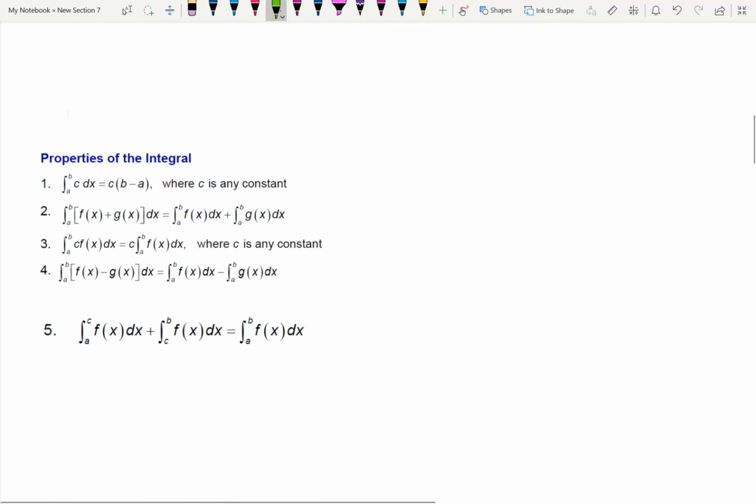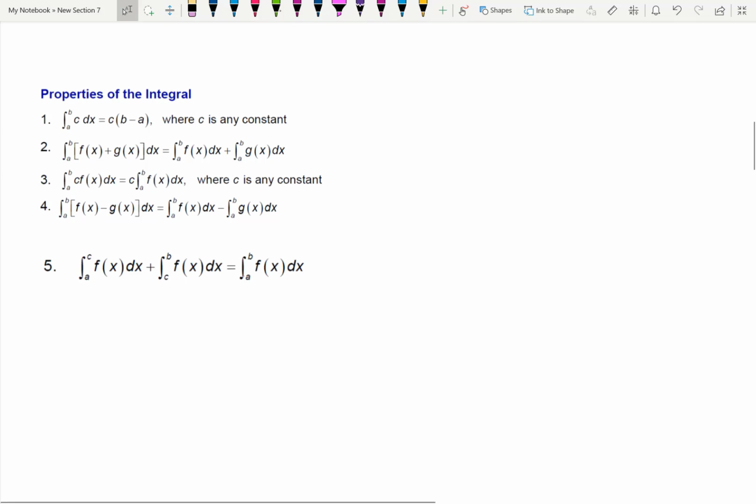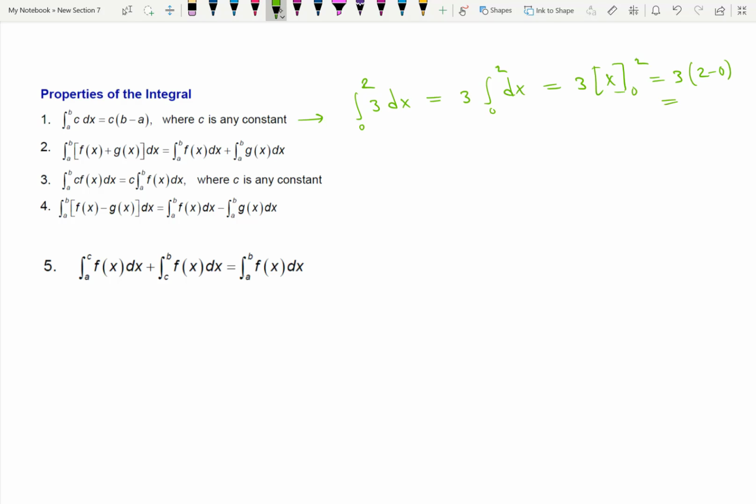Now we will discuss some properties of the integral. If c is a constant, suppose you want to integrate from 0 to 2 of 3 dx. If c is a constant, take it outside of the integral sign, 0 to 2 of dx. So x from 0 to 2, which becomes 3 times 2 minus 0, which is 6.